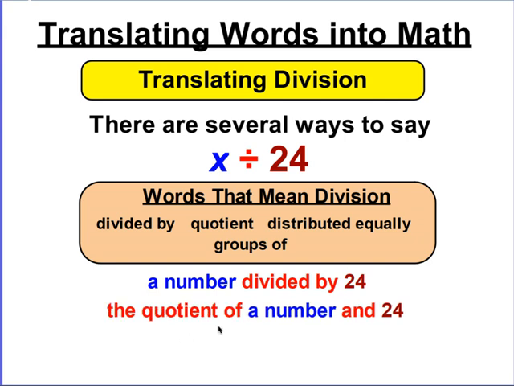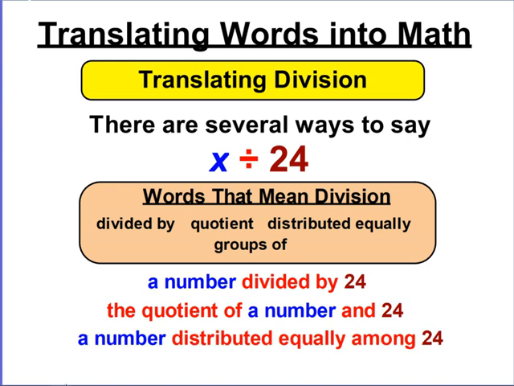The quotient of a number and 24, or a number distributed equally among 24. And finally, a number put into groups of 24. So you can see that the blue and the burgundy in the problem are in the same order in every single one of these. Blue comes first, burgundy comes second. So with division, it's nice, the ones that you're learning this year, you don't have to worry about switching the order of the problem around at all.